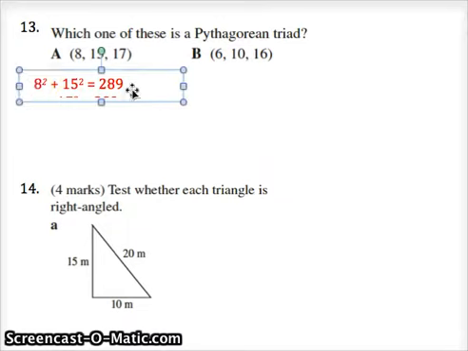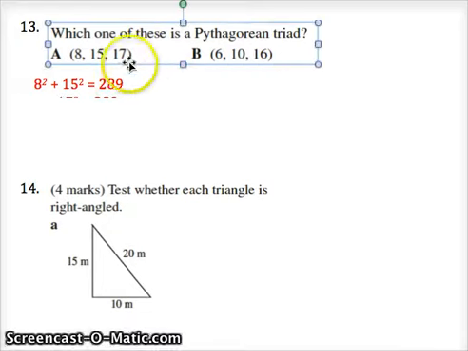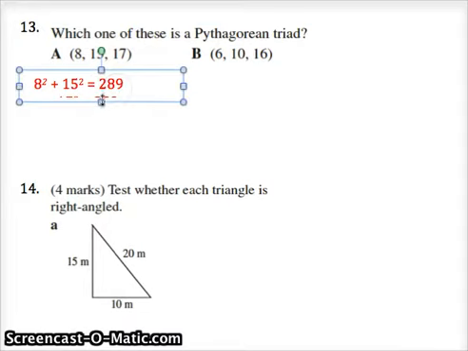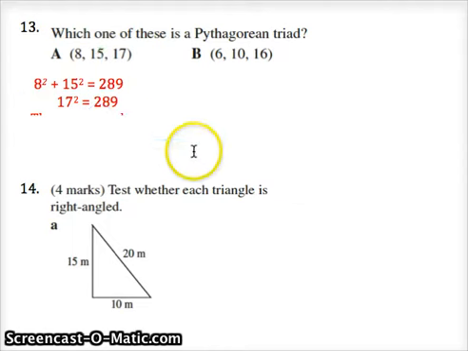So we'll start off with the two shorter sides. We go 8 squared plus 15 squared. We do that on our calculator and we get 289. Then we can look at the longer side, which is 17. So we can do 17 squared. That's also 289.